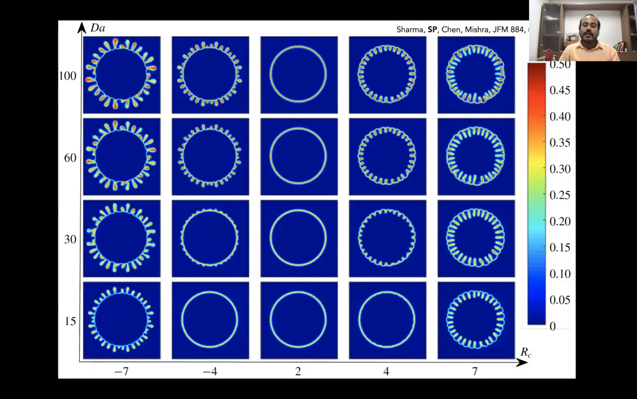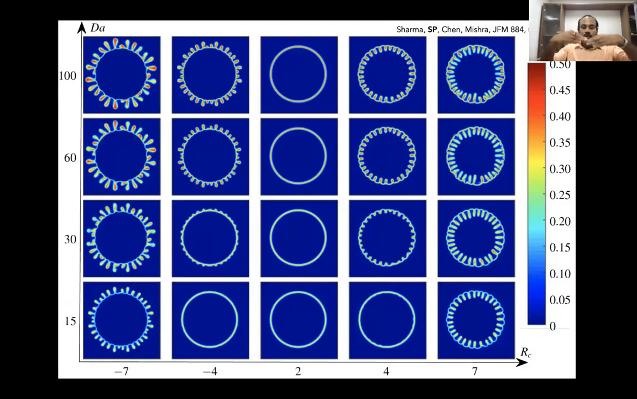Then what we have shown here again are some snapshots from simulation for different RC and Damkohler number, keeping the Peclet number fixed. So it shows an array of different snapshots. If you go horizontally in this array, there is a fixed Damkohler number and we are changing different values of RC going from negative to positive. For the negative RC, the fingers are always outward whenever there are fingers, of course. And for the positive RC, the fingers are inward.